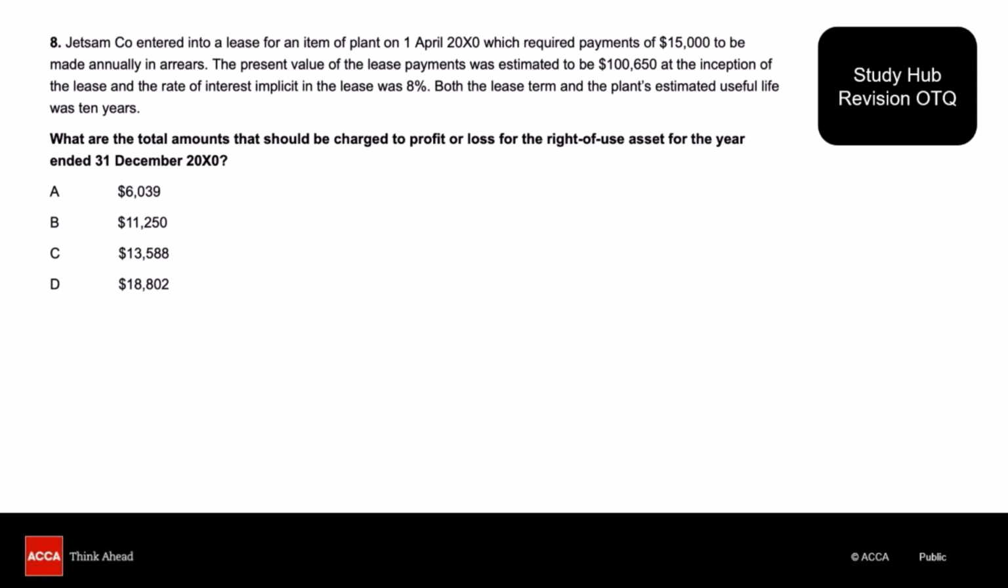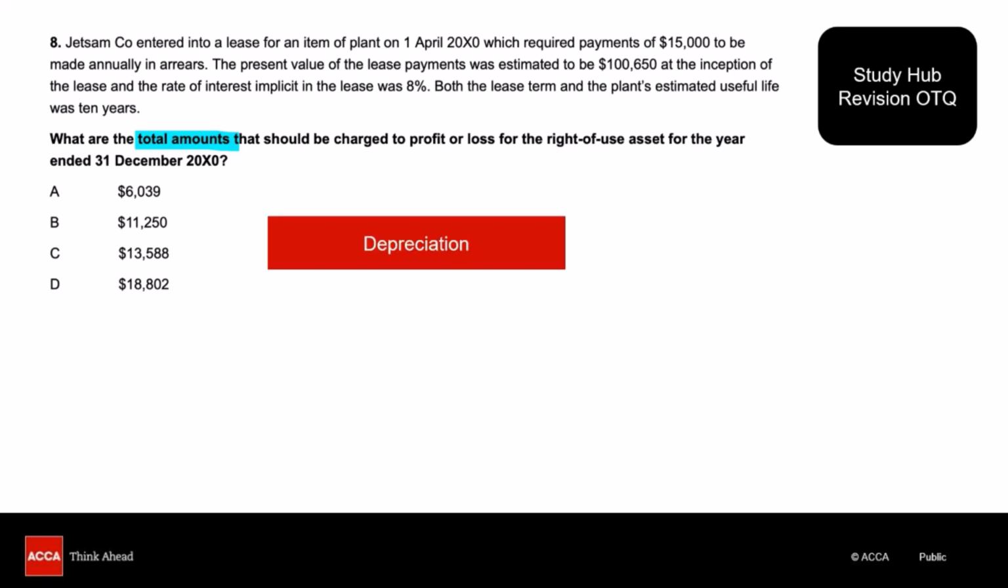The question is saying what are the total amounts that should be charged to profit or loss for the right of use asset for the year ended 31st December 2020. So very particularly they are saying what are the total amounts to be charged to profit or loss for the right of use asset. Total amounts mean that all the items that are related to the right of use asset have to be charged.